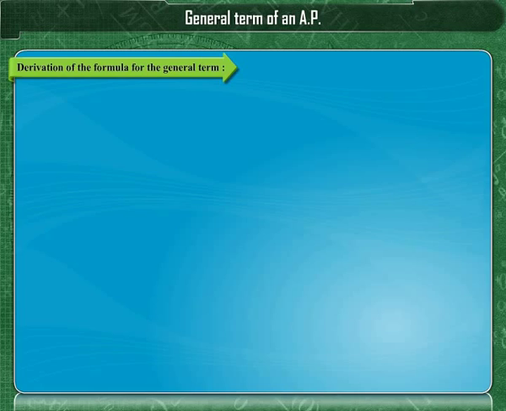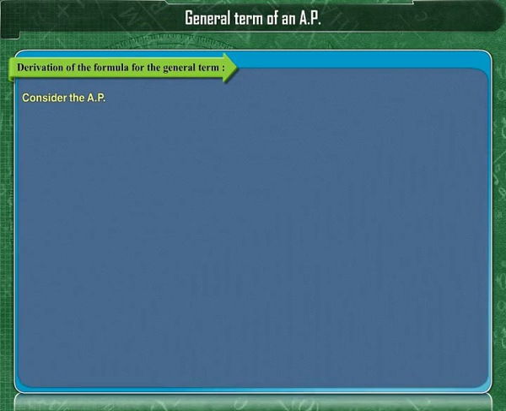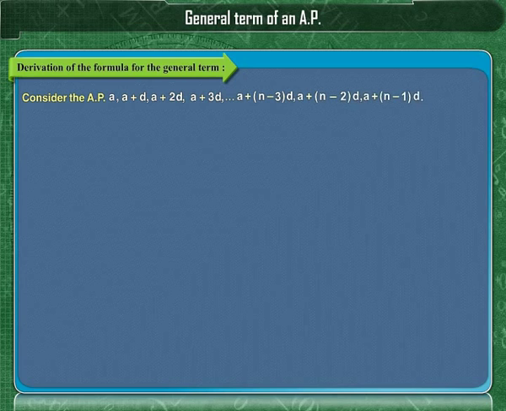We will now derive the formula Tn is equal to a plus (n minus 1) into d. Consider the general form of an AP: a, a plus d, a plus 2d, a plus 3d and so on. T1 is equal to a. What is T2 minus T1? T2 minus T1 is a plus d minus a, which is equal to d.